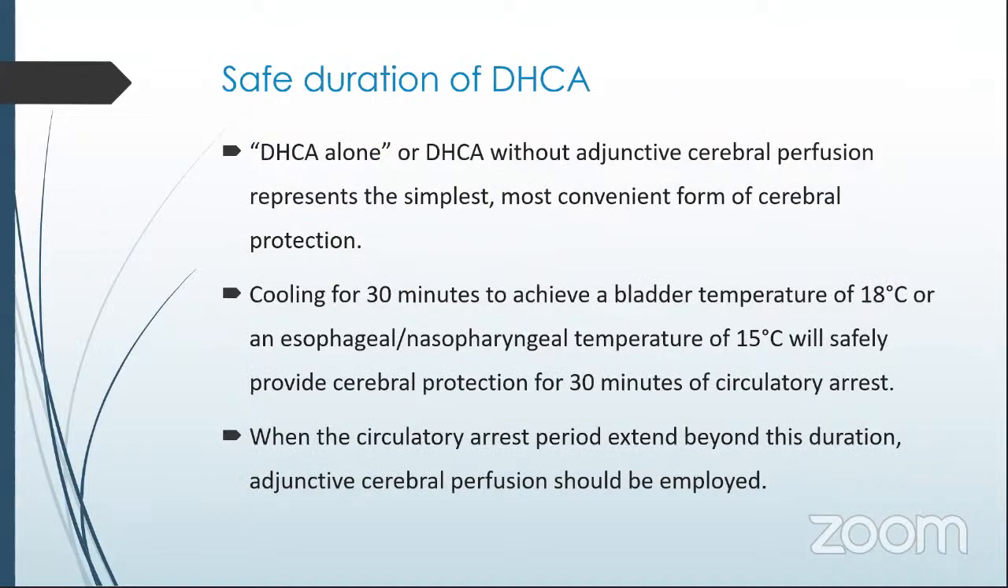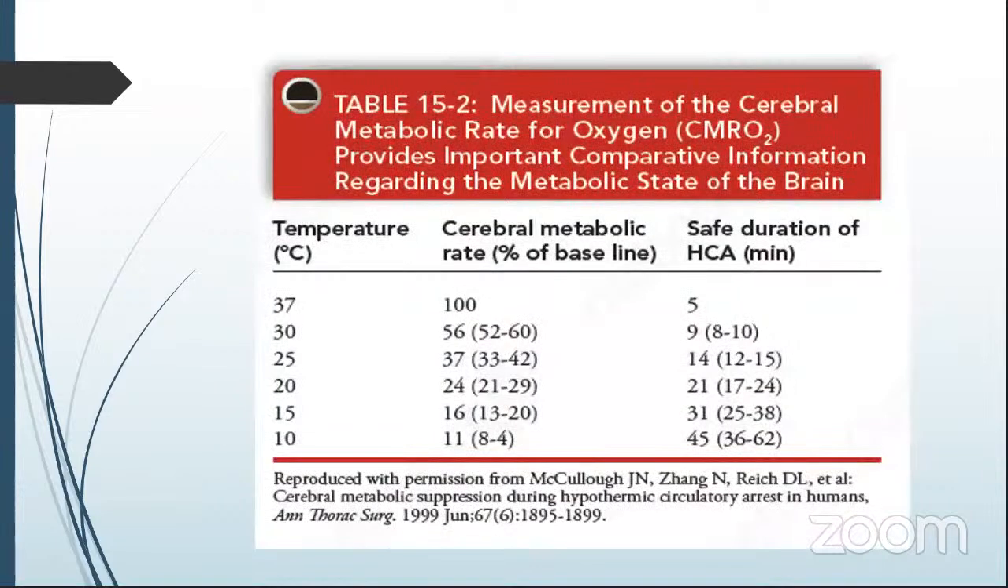So what is the safe duration of hypothermic circulatory arrest? We already mentioned that in the previous slides, but I will repeat it now. Using hypothermic circulatory arrest alone without adjunctive cerebral reperfusion represents the simplest and most convenient way for cerebral protection. But you can use circ arrest alone for only 30 minutes. If you need to extend the period more than 30 minutes, then adjunctive cerebral perfusion should be employed. What are the cerebral protection adjuvants we need with the circ arrest? We will talk about that later.